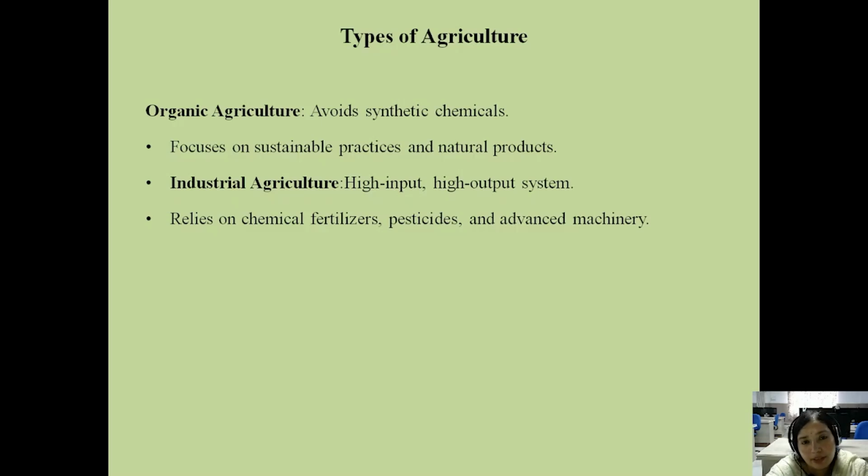In organic agriculture, you try your best to avoid synthetic chemicals in the food items you are growing. Like if you are growing potatoes, you try to avoid synthetic chemicals, and focus on sustainable best practices for the production of your crops, vegetables, and natural products. And industrial agriculture is a high input and high output system, and relies on chemical fertilizers, pesticides, and advanced machinery.